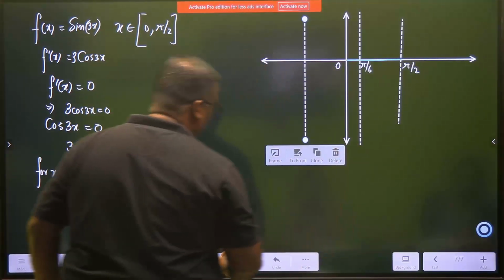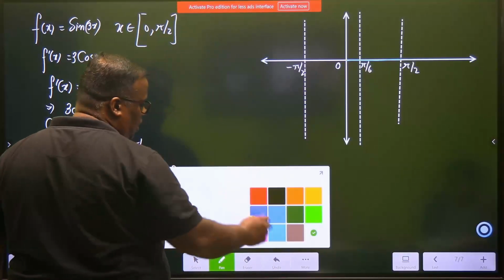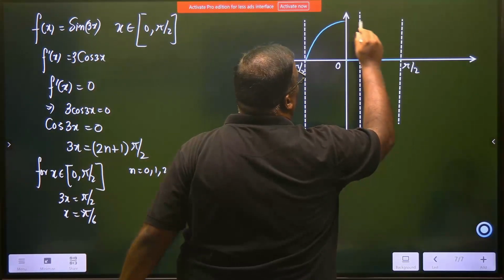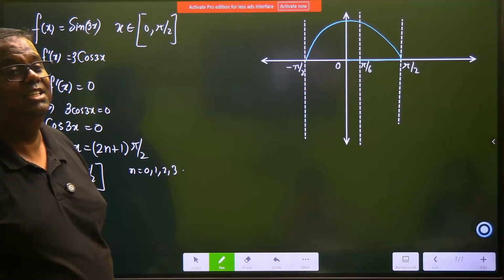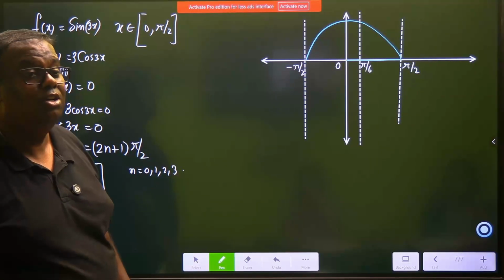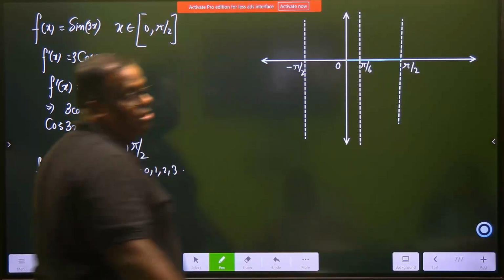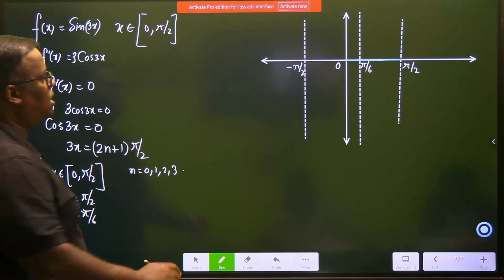What is this point? Negative pi by 2. I am just plotting a cos function and I'll remove it, okay? This is the cos function, this is cos x. You are plotting cos 3x, and cos 3x should go through pi by 6. Okay, we found that. So this is a critical point.